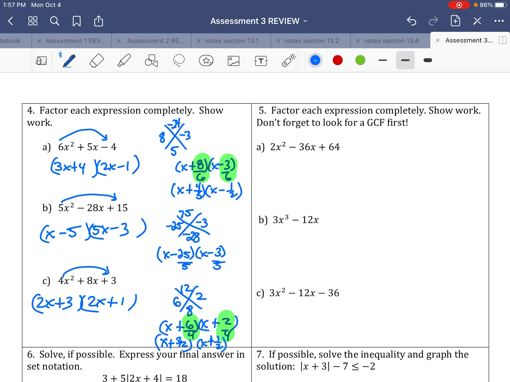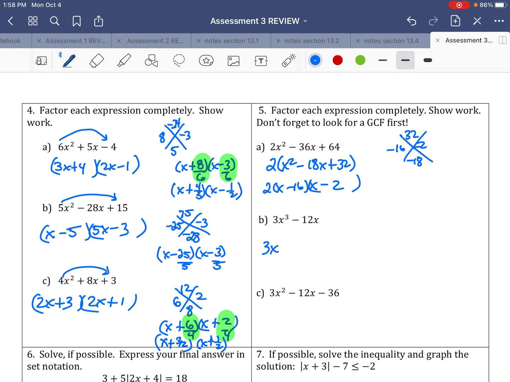All right, number 5. They do have a GCF, so I'm going to have to pull out a 2. It leaves me x squared minus 18x plus 32. All right, and then for the 32, a negative 18, we'll have to use 16 times 2. 16 times 2 is 32. I'll need them both to be negative to work out. So 2, and then x minus 16, x minus 2, and I'm done.